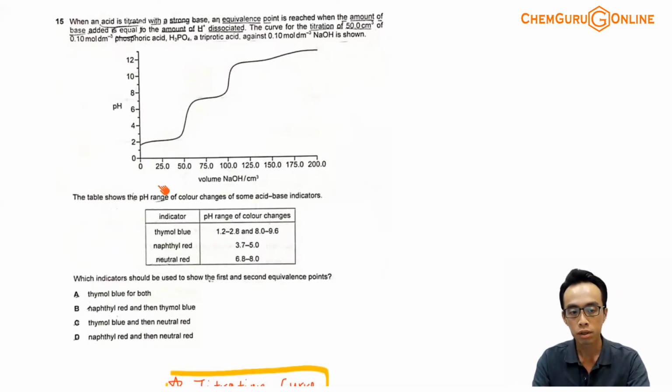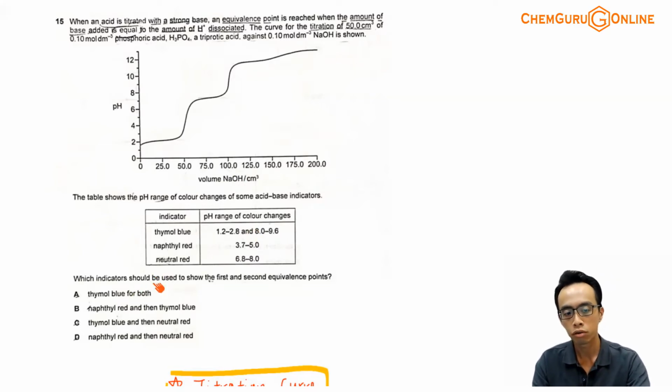The table shows the pH range of color changes of some acid-base indicators. So thymol blue, the pH range of the color changes is given here. Our naphthyl red pH range is also given. Neutral red, the pH range is also given. Now, some of these indicators, we are not very familiar with them, but it doesn't really matter since they give us the pH range of color change, then we will just apply them accordingly.